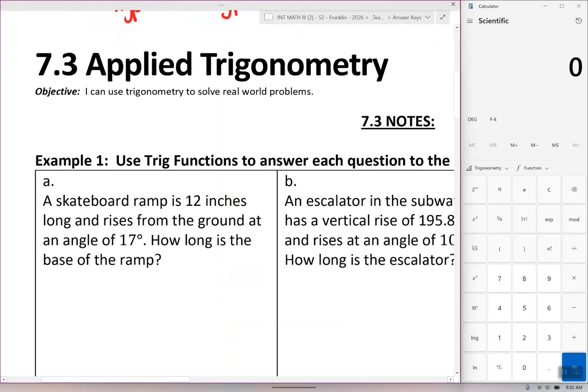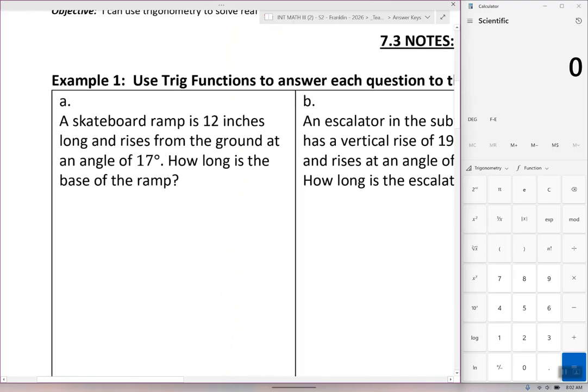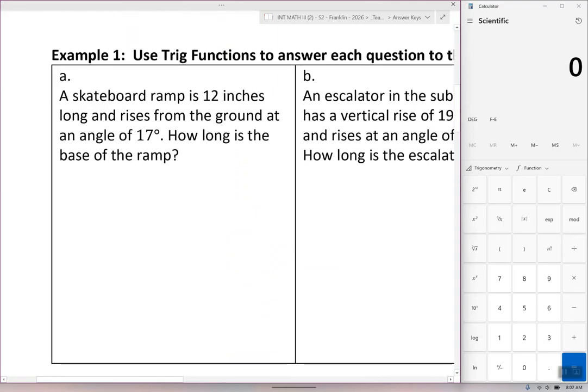So, for example 1 here, it says a skateboard ramp is 12 inches long and rises from the ground at an angle of 17 degrees. How long is the base of the ramp? So we can imagine a skateboard ramp as simply a triangle like this. We want a right triangle. Okay, now it says it's 12 inches long, so that would be the hypotenuse, and it rises from the ground at an angle of 17 degrees.